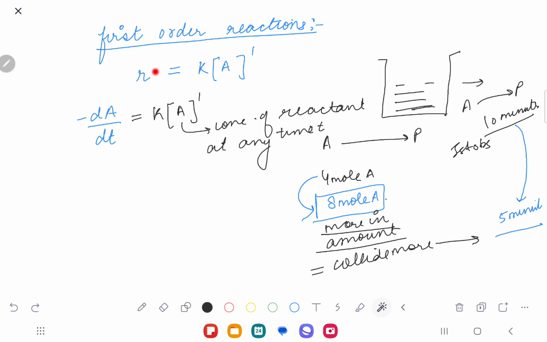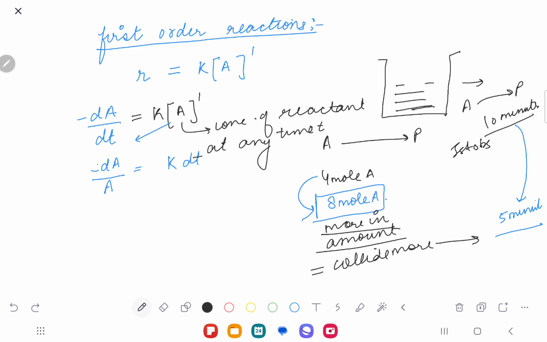The point here is that we have K times A. Now, can I say minus dA over A? Can I bring A here? And that becomes K dt. Isn't it? And if that becomes so, what am I going to get?